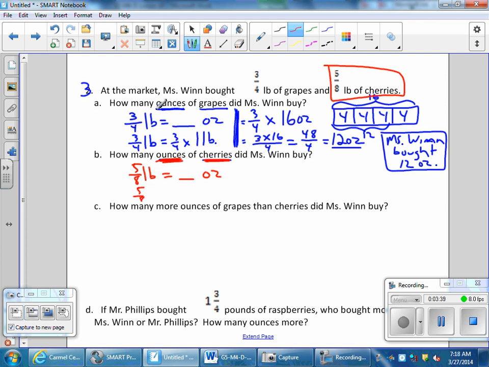5/8 of a pound is equal to 5/8 of 1 pound. Not enough room to go straight down, so I'm going to take 5/8 of a pound and change it to 5/8 of 16 ounces, just like I did in problem A. Numerator of 5 times 16 divided by my denominator of 8. Side work might be necessary here. 16 times 5 is 80. 80 divided by 8 is 10 ounces.